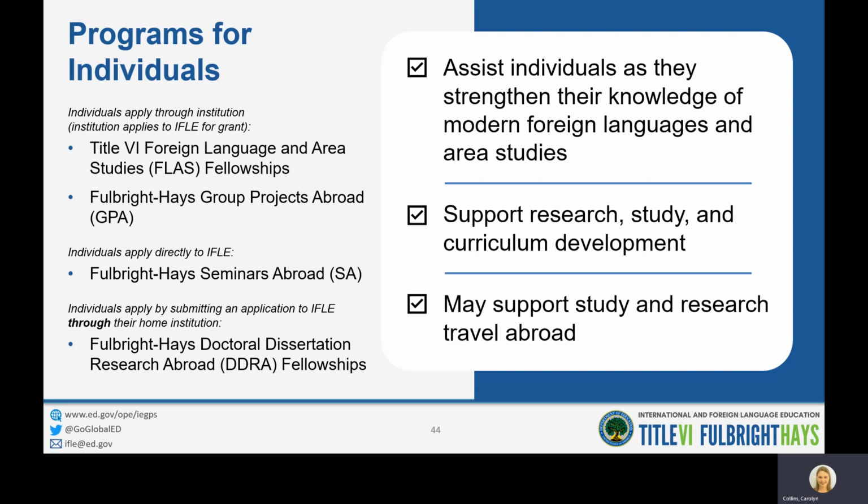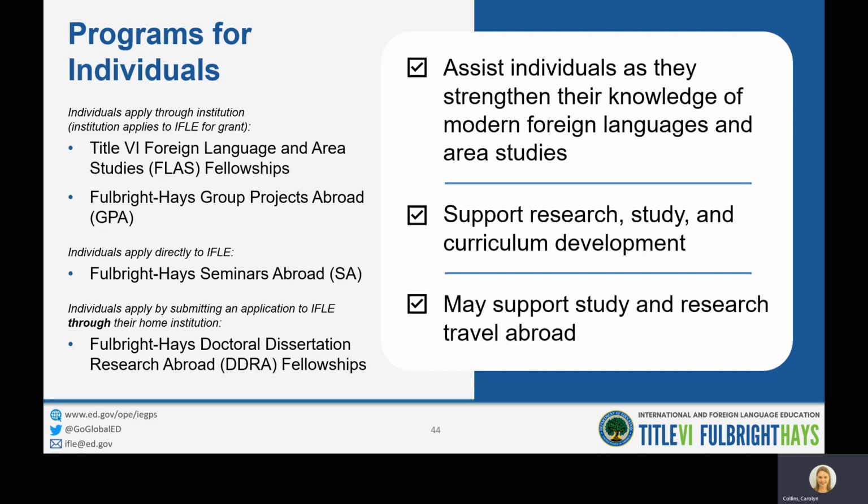And then the other program that can be considered in this group is the Doctoral Dissertation Research Abroad, or DDRA Fellowships program. That program is a little bit unique in that individuals and the institution apply through our online G5 platform, but individuals have to go through their institution. They have to go through their institution's fellowship advisor or organizing office, and the institution submits the group of applications together. So individuals apply by submitting an application to IFLE through their home institution.